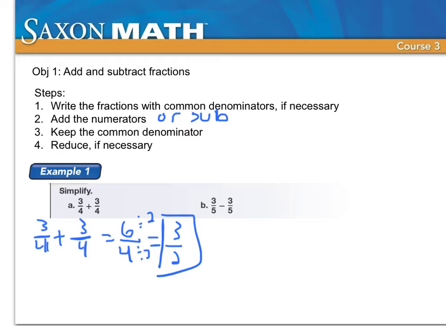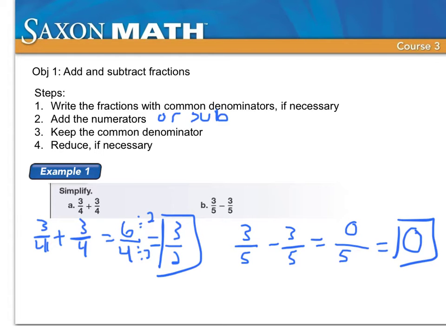Part B says we're going to take 3/5 minus 3/5. Same thing, I've already got my common denominator, so I can skip that step. The next step is to subtract the numerators. Well, 3 minus 3 is 0. Step 3 says to keep the bottom number the same, and step 4 says to reduce it. On this one we can't really reduce, but 0 out of 5 doesn't make much sense if I look at it this way. 0 divided by 5 is always 0. Anytime the top number is 0, the answer is 0.